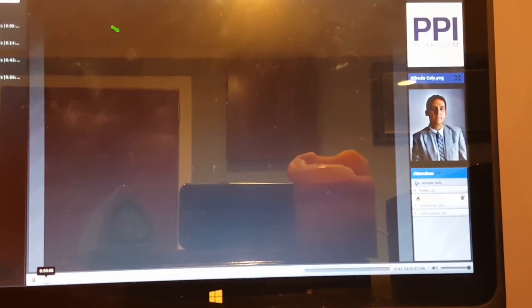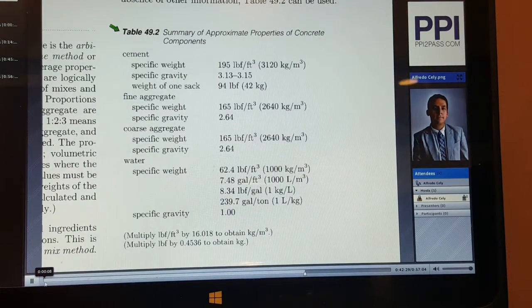Here we see table 49.2 of CERN, which provides us with a summary of approximate properties of concrete components. See, even the title of this table is kind of giving you caution. Do not use this to solve a P exam problem. This is a summary of approximate properties. So this is not a standard. This is not a given. This is not a constant. This is just an overall summary of ranges of approximate properties, just to give you some bearing, some benchmarking when you're working problems in the P exam, and to also help illustrate the theory.